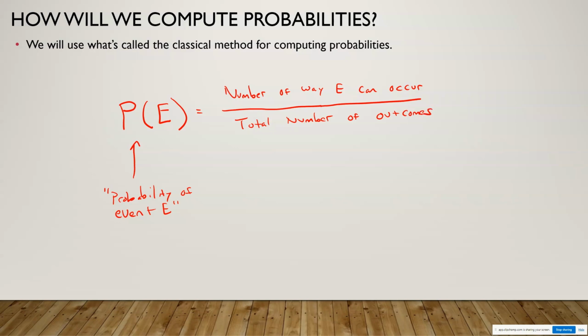For example, when you flip a fair coin, what's the probability you get heads? Well, the number of ways you can flip heads is one way on a coin. And the total number of outcomes, well, there's two. You can flip heads or tails. So that would be 1 out of 2. So this is the basic formula we'll use for the following 2 examples.